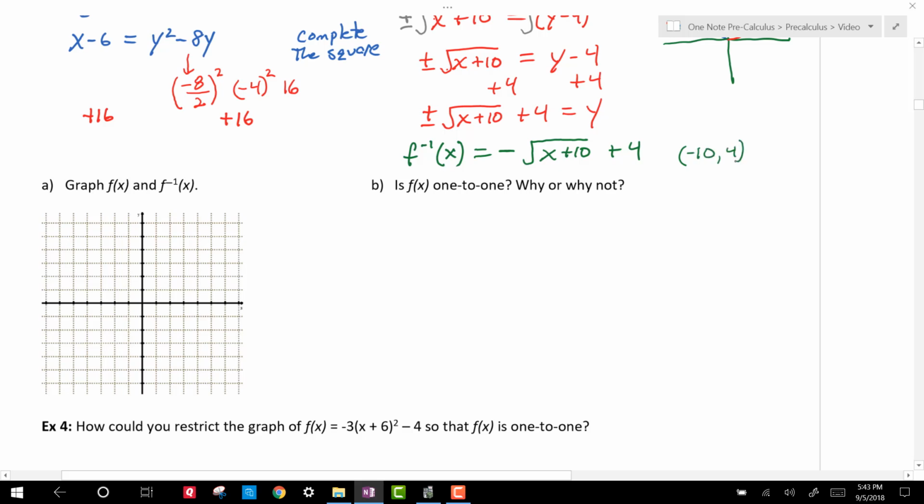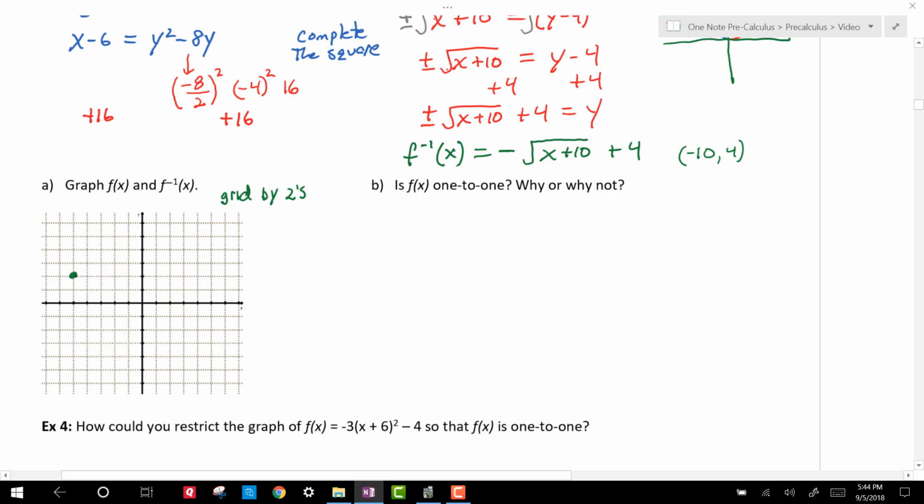So in order to graph that, I'm going to have to change my scale here. I'm going to have to do my grid by 2's. So I'm going to change the scale and go grid by 2's. So I need to graph negative 10, 4. So that's going to be 2, 4, 6, 8, 10, and positive 4 is 2, 4. So I'm going to be right here, negative 10, positive 4.